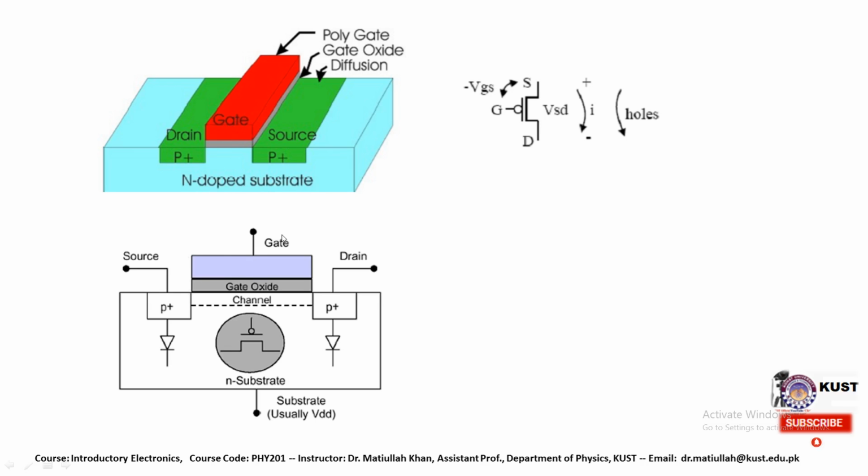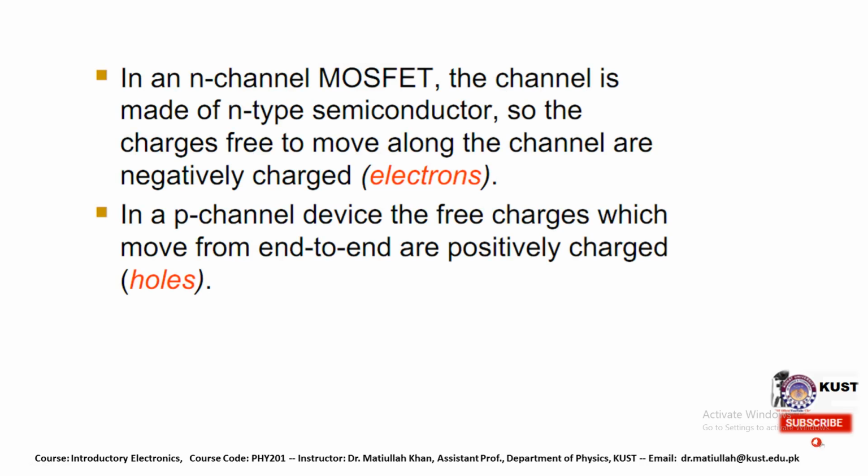What happens again when we connect it with different polarities is that the current flows, but in this case it will flow in the conventional way. This is the source, and the current will move from source toward the drain when this system is connected in a circuit, and this is the simple representation of that. All these things are grown on an n-type substrate. In an n-channel MOSFET, the channel is made of n-type semiconductor, so the charge carriers free to move along the channel are negatively charged.